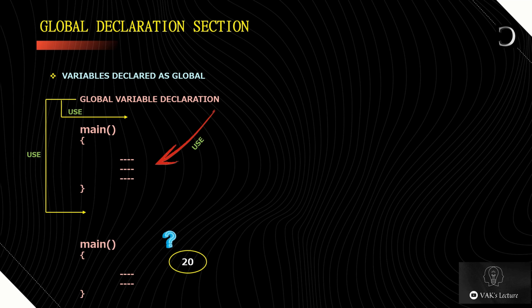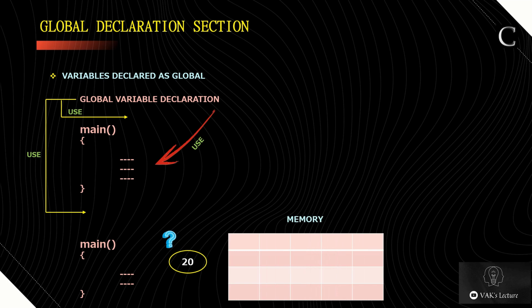How to use this one? First of all, this 20 should be stored in memory. Suppose this is our memory, and this memory is divided into a number of cells, and our 20 is stored in one cell. For that cell, or that memory location, or that address, we have to give a name. Suppose that is x, and this x is called a variable. This x, or this variable, is used to store the value 20.